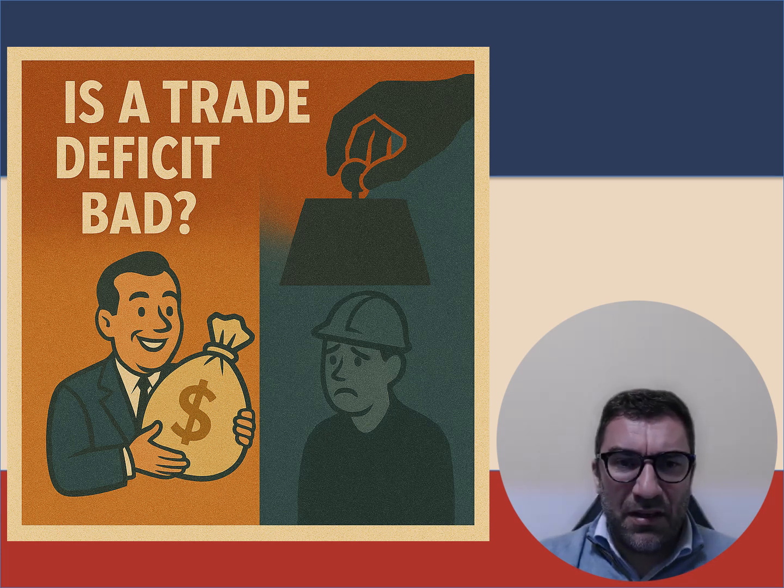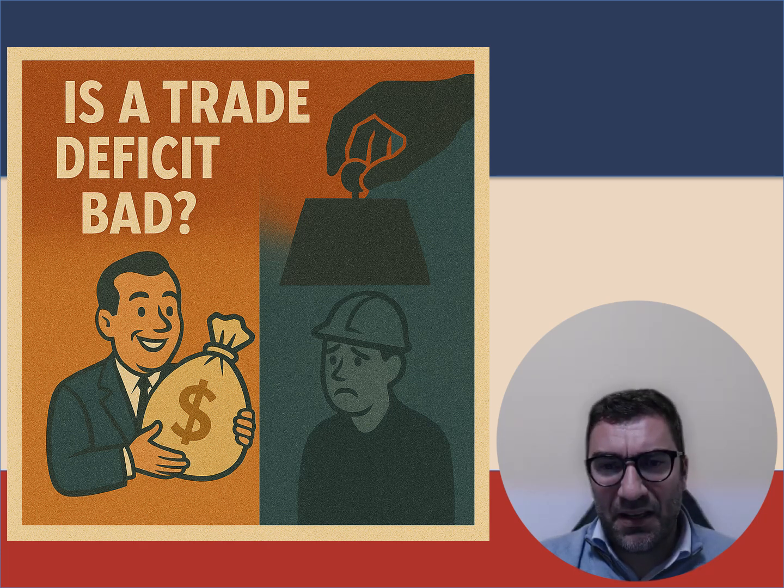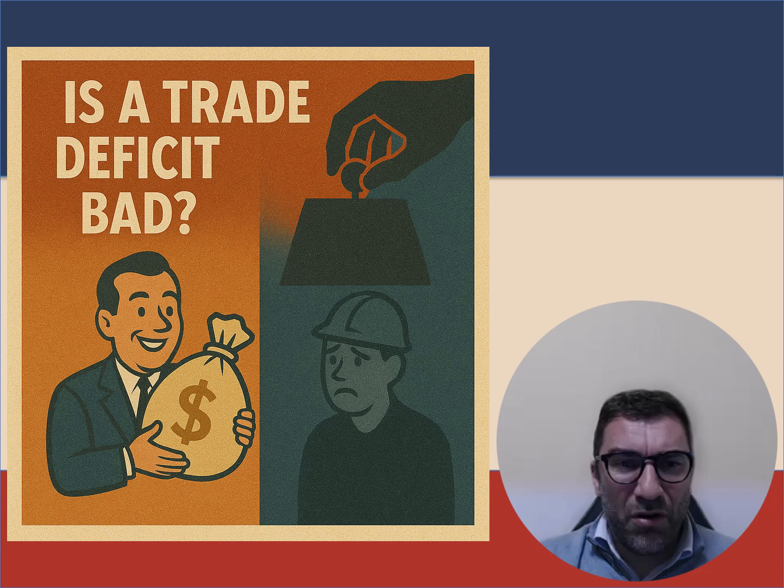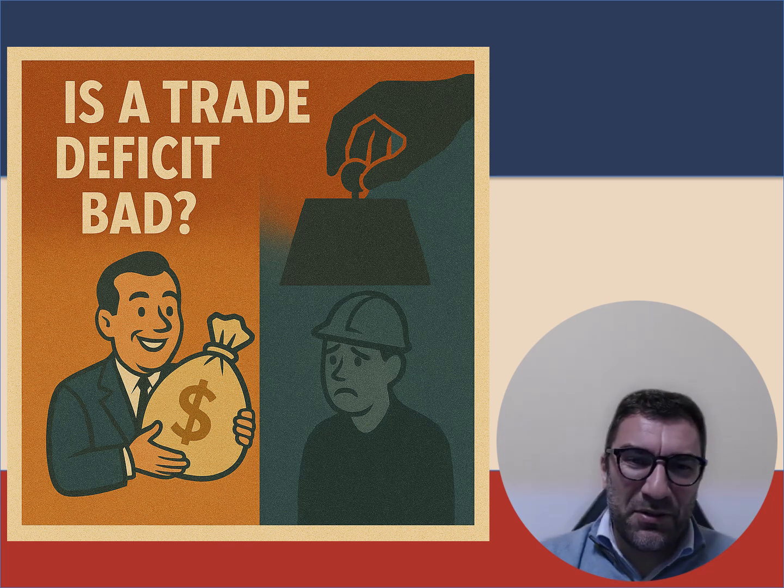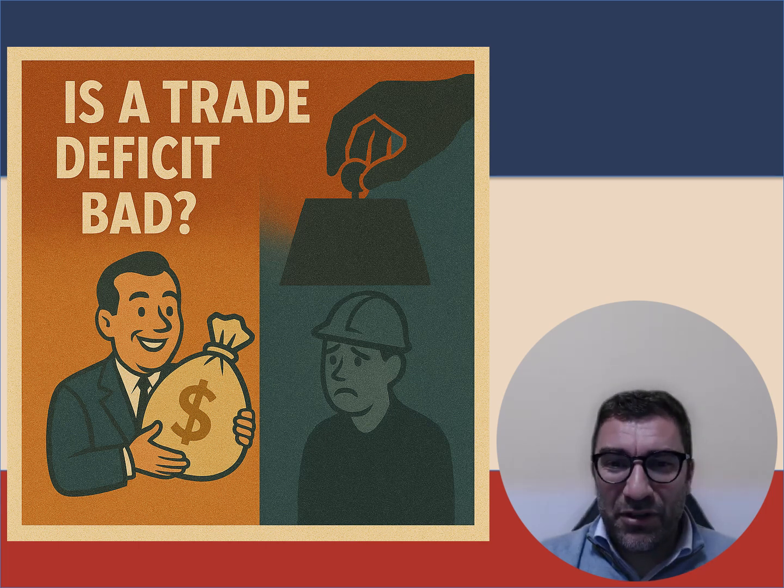Think of it in the following way. Is a family in debt because it's investing in its future or because it's overspending? The answer depends on what's being financed and whether the returns justify it. Likewise, a trade deficit can be sustainable or it can mask deep structural problems.